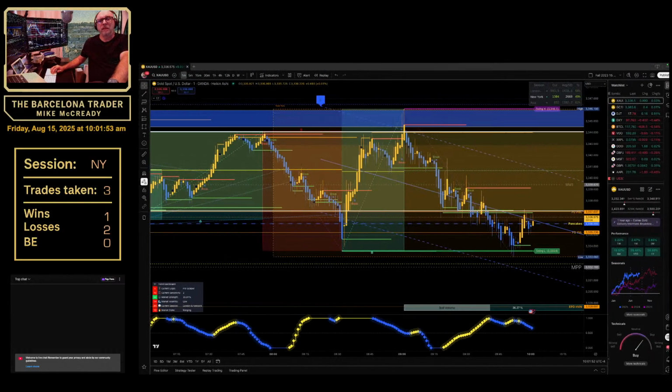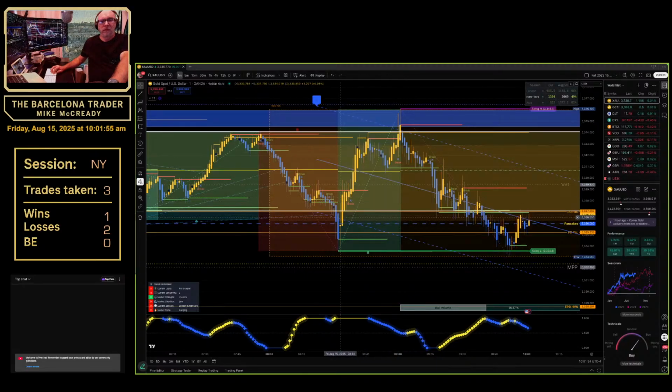It's had these 2 little false breakouts here, one to the bottom, one to the top, and then now to the bottom, but it looks like it's coming back into the range. So it's just nothing. Nothing that we could trade.